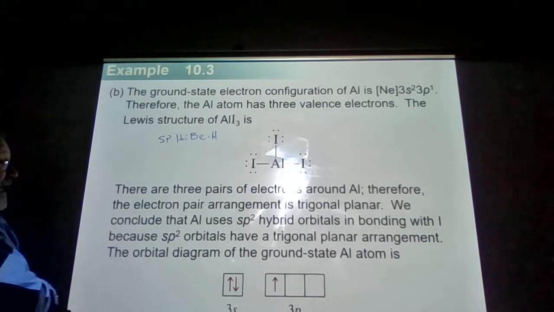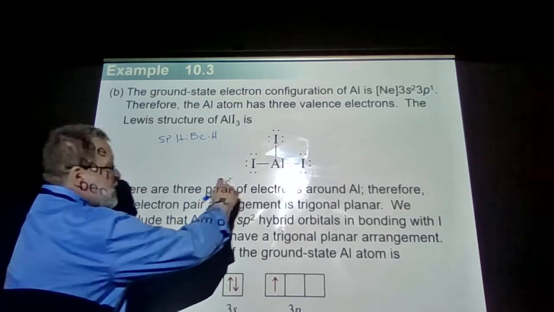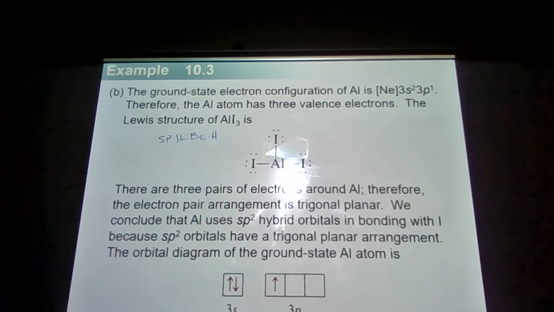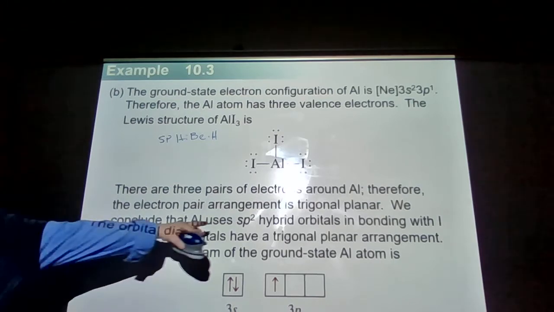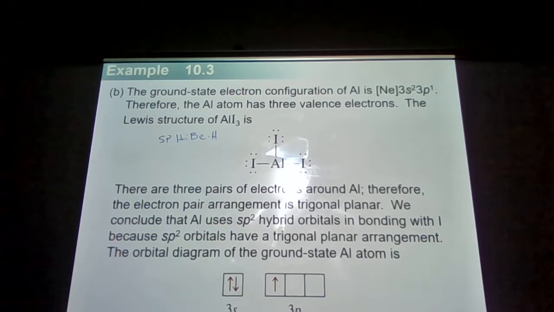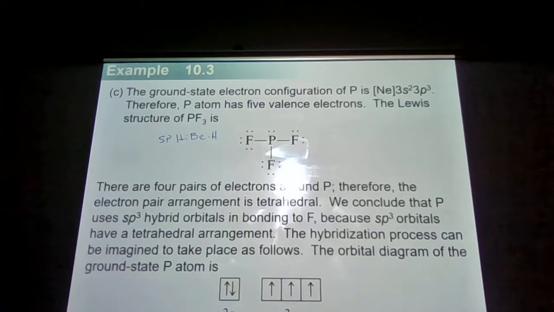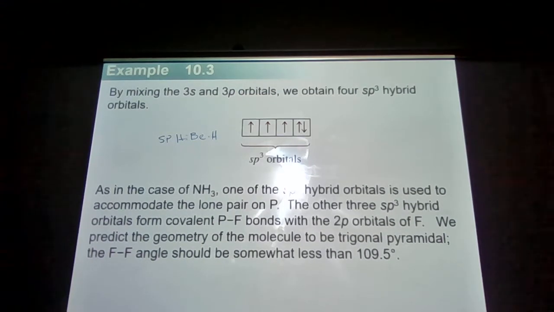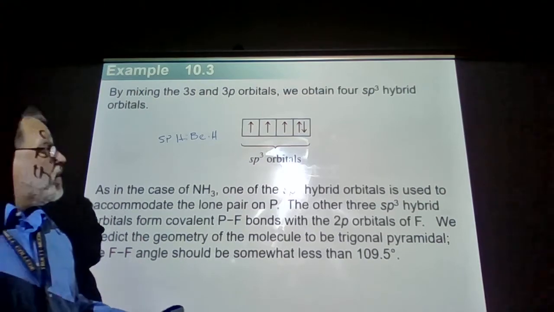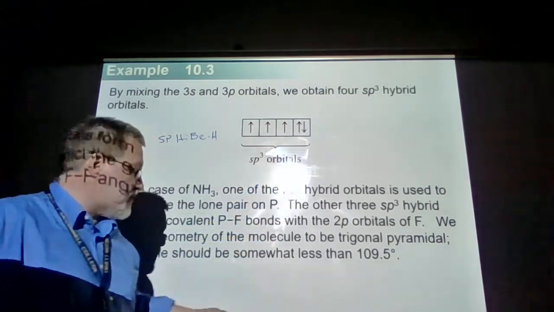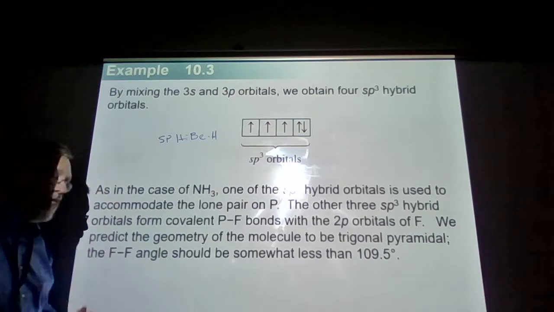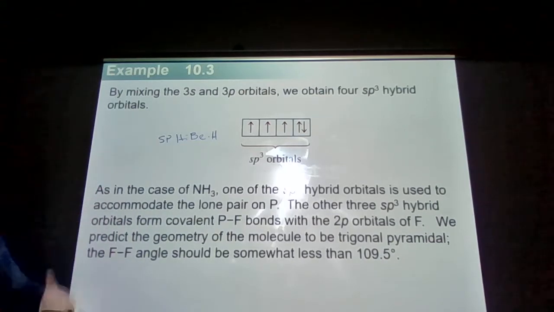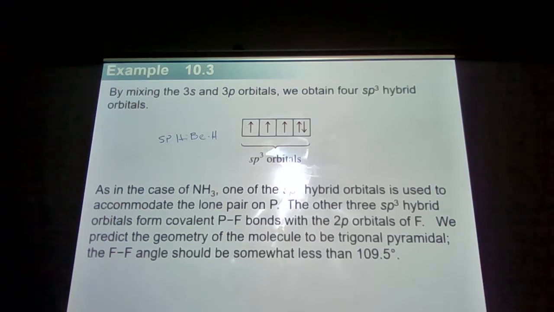When we look at aluminum iodide, it has a trigonal planar shape. It is an sp2 hybridized orbital. It is a trigonal planar molecular geometry. And then the PF3 is sp3. But one of the electrons completely fills one of the four sp3 hybridized orbitals, giving us only 3 empty orbitals to form a bond.